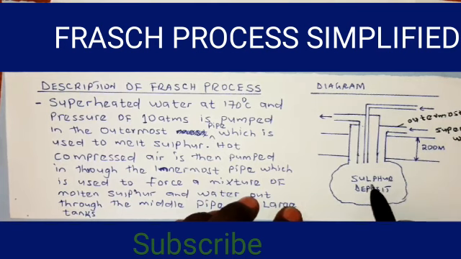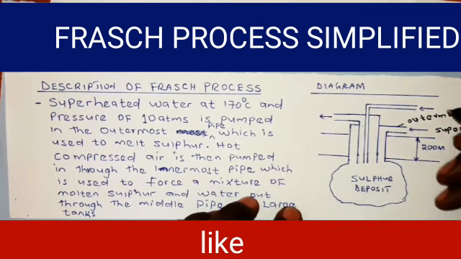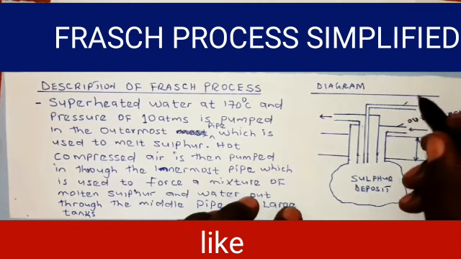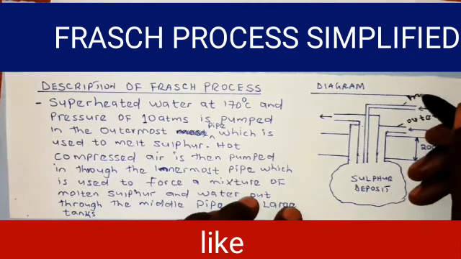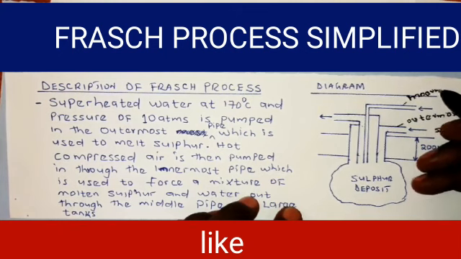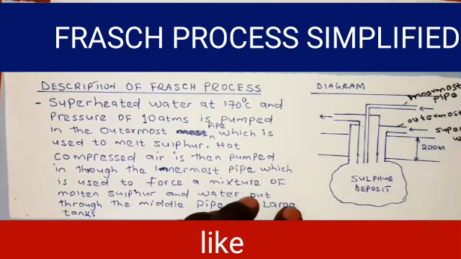Once the sulfur has been melted, compressed air is sent through the innermost pipe. Now, the innermost pipe carries hot compressed air at a pressure of about 15 atmospheres.